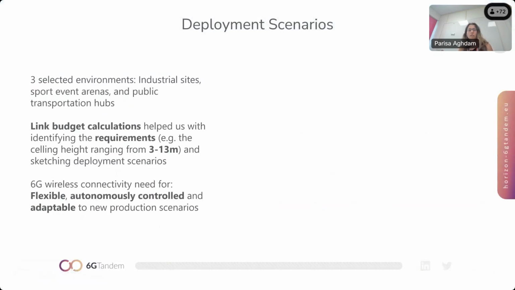So I thought maybe we can also discuss a bit the deployment scenarios that we have investigated, and it's been mainly 3 selected environments. We have focused on industrial sites, and when it comes to entertainment, we have the sport event arenas and public transportation hubs. And we have also done some link budget calculations because of this to understand the requirements on the hardware.